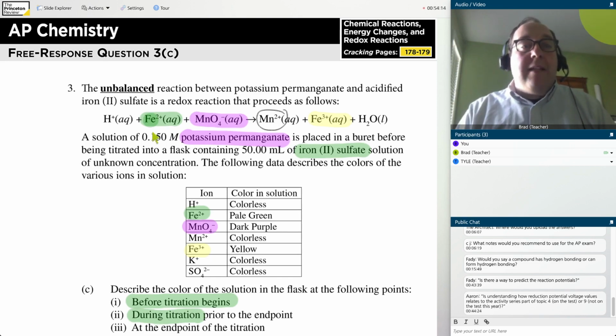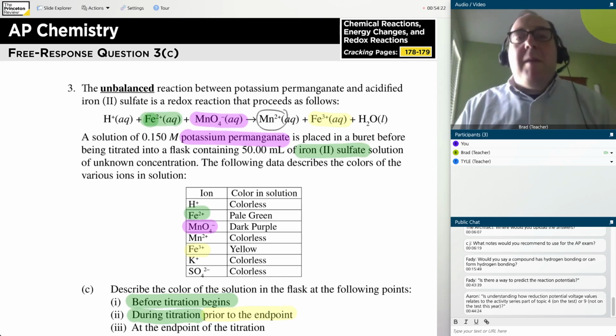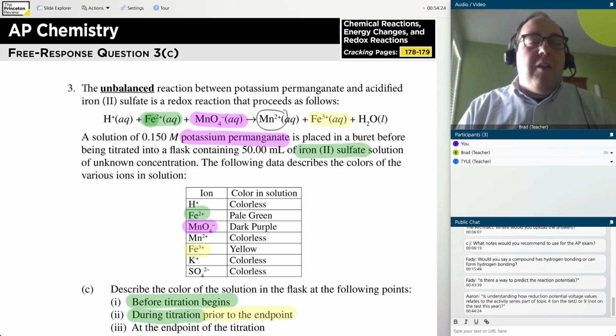But as that iron 2 reacts, it's being converted into this yellowish iron 3 plus. So I'm going to have a little bit of yellow. I'm also going to have a little bit of green in there. Maybe I mix them together to get a little bit of a green-yellow color. It's a little bit tough to predict exactly, but it would be a combination of those colors.